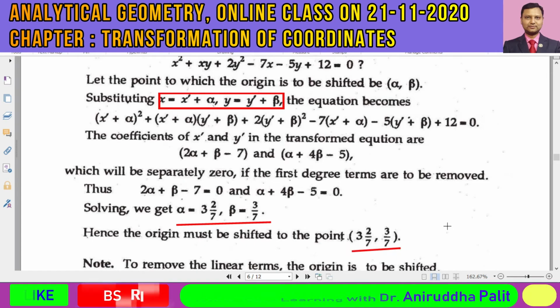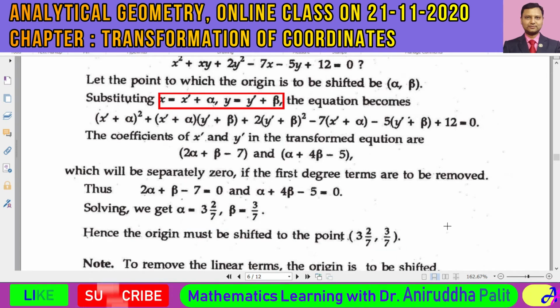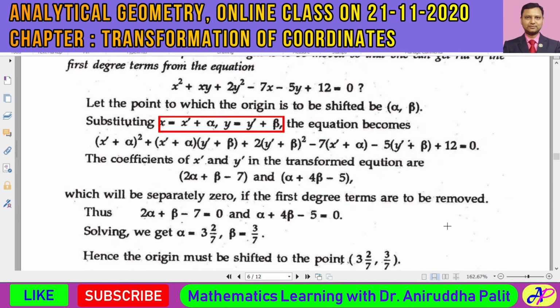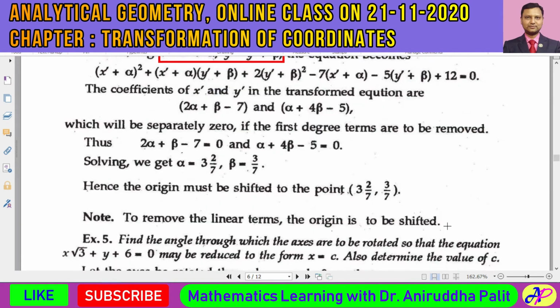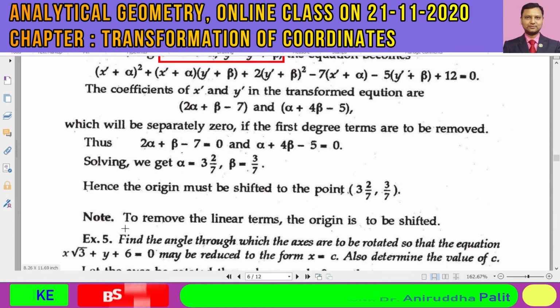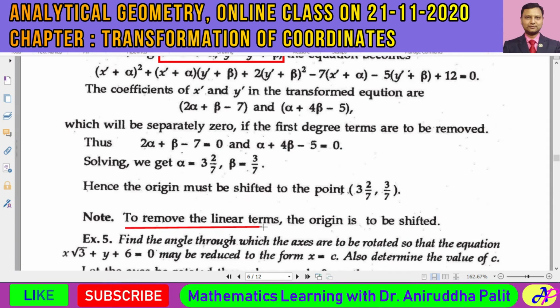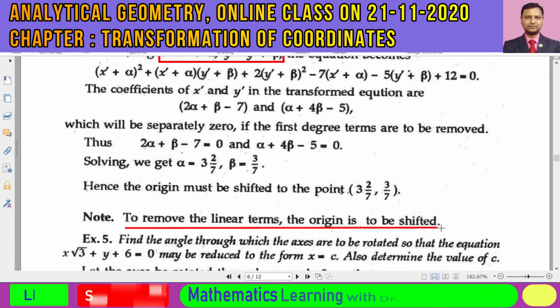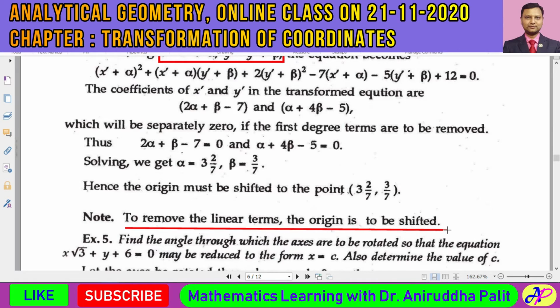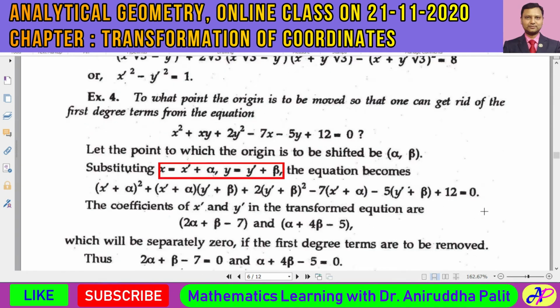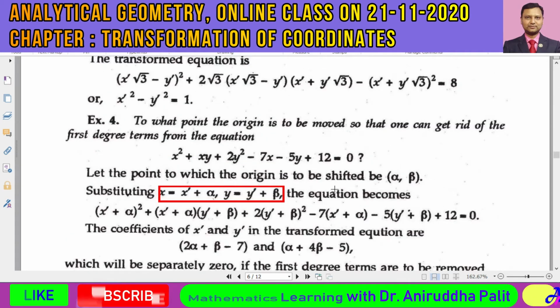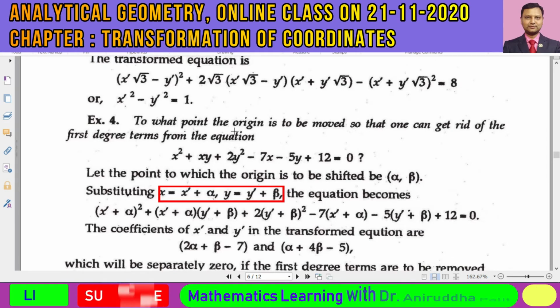Got it? So in this way we can remove the first degree term by applying the translation. And one remark is there: to remove the linear terms, linear terms means first degree terms, the origin is to be shifted. In your exercise you will get this kind of questions. In this question you are directly given the information that the origin is to be moved.